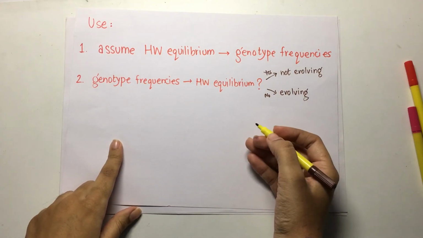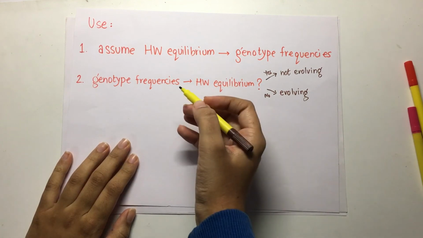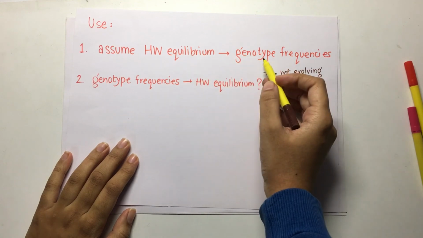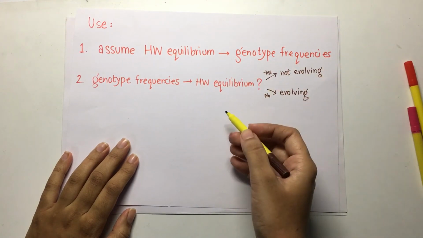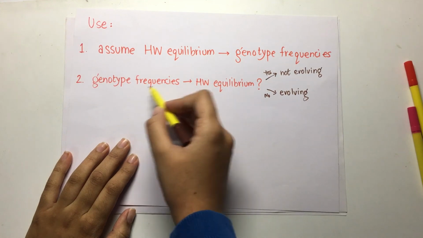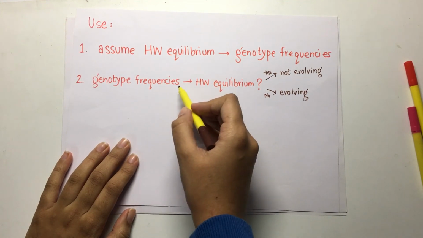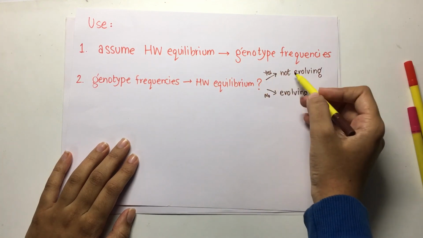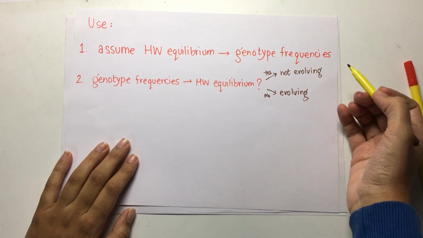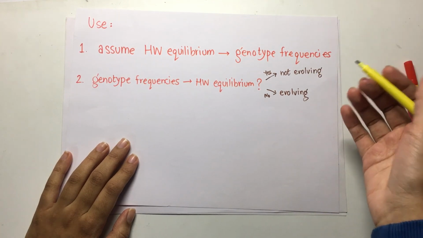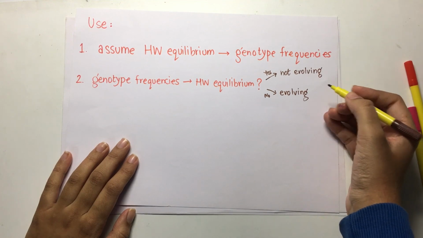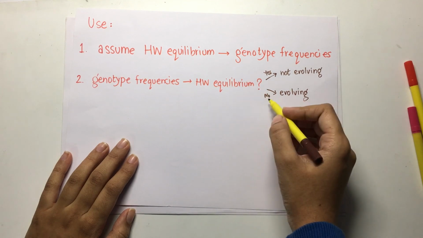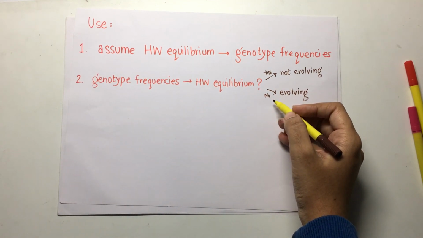Okay, so now we talk about the uses of Hardy-Weinberg equilibrium. One is where you have assumed that you have Hardy-Weinberg equilibrium, and using that, you find the genotype frequencies as we just did in the example. The second is that you know you have the genotype frequencies, and then using those frequencies you try to see whether you have Hardy-Weinberg equilibrium or not. If yes, you have it, then you have a not evolving population. So for the beetles, if we say that they're in Hardy-Weinberg equilibrium, that means that the gene for color is not evolving. The allele frequencies are constant. And if you do not get equilibrium, that simply means that the population is evolving.